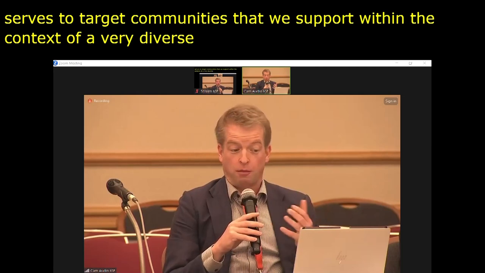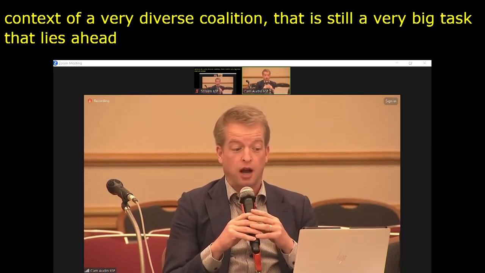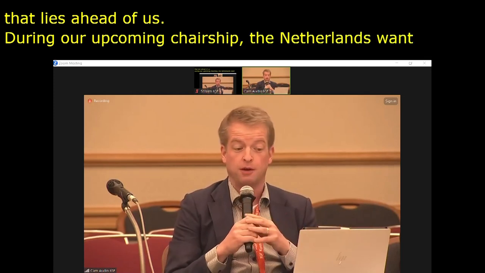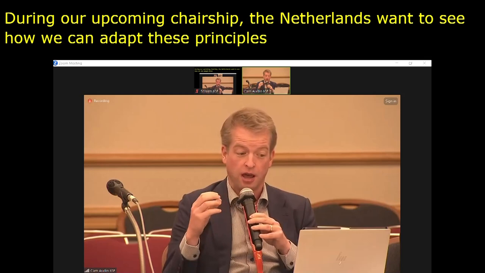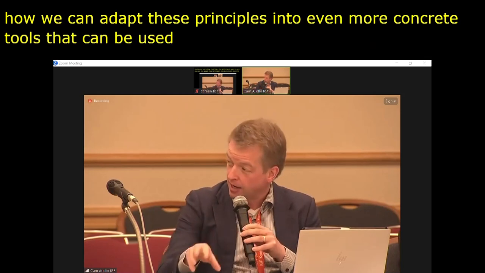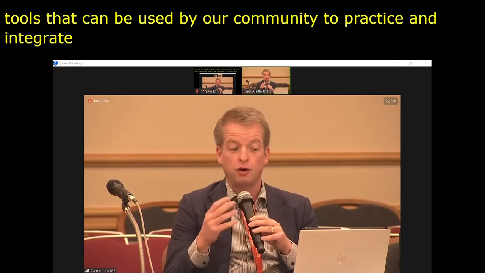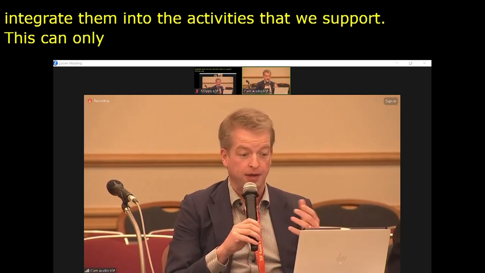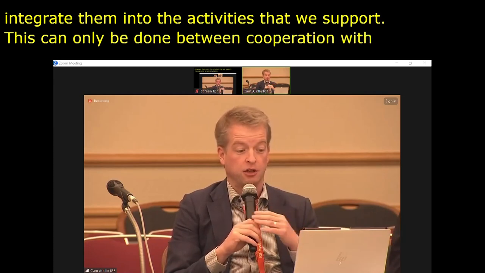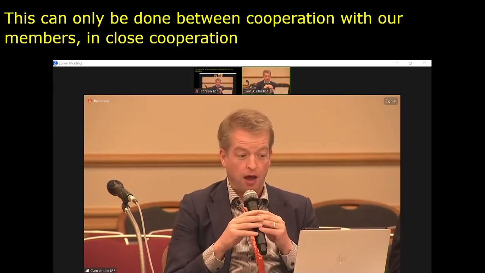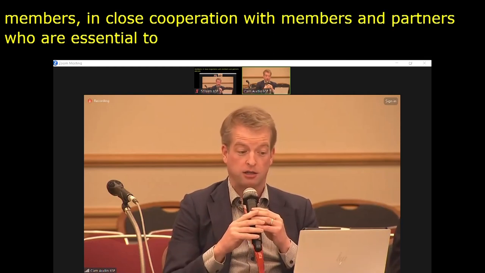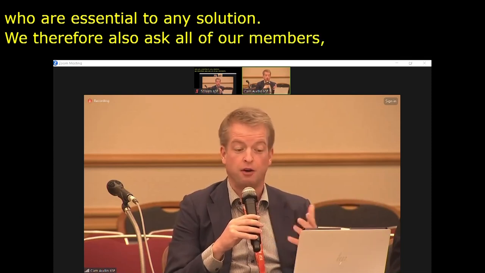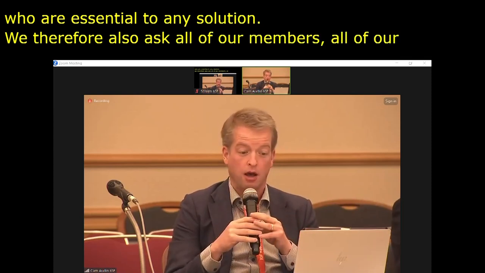During our upcoming chairship, the Netherlands therefore wants to see how we can adapt these principles into even more concrete tools that can be used by our community to practice and integrate them into the activities that we support. And this can only be done through cooperation between our members, in close cooperation with our local and implementing partners, whose needs and challenges are central to any solution. We will therefore also ask all of the Freedom Online member states to share their best practices, either as a donor or a recipient.